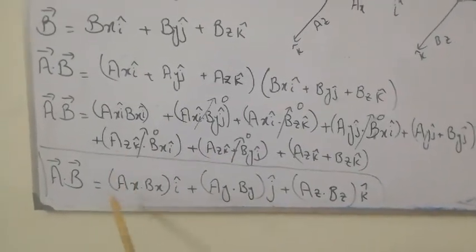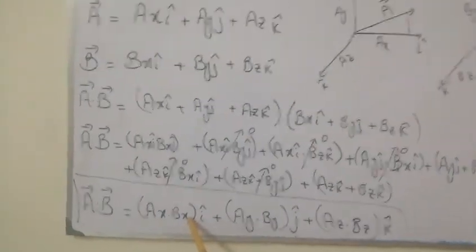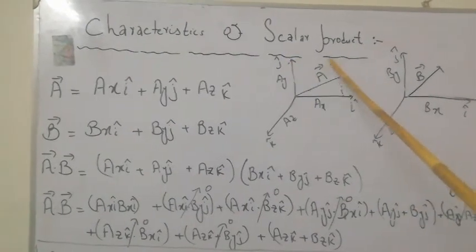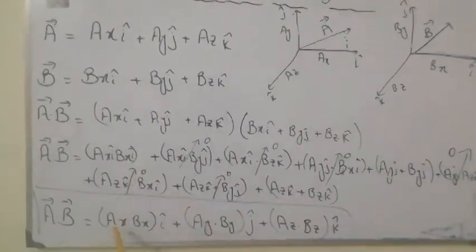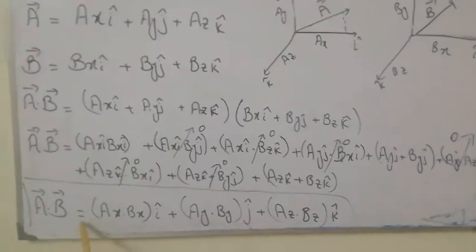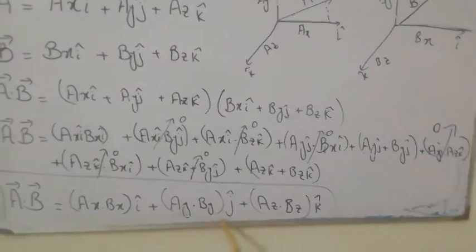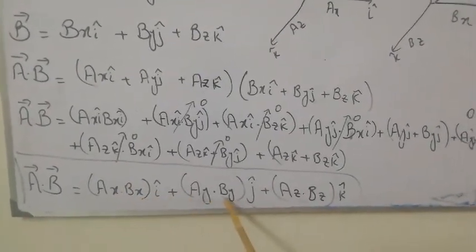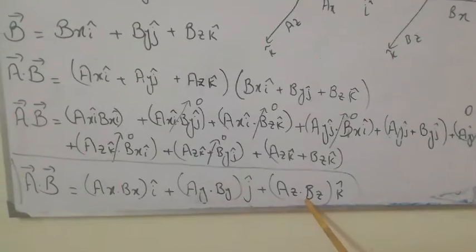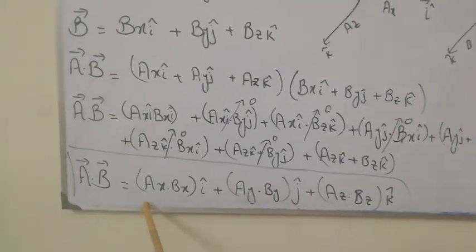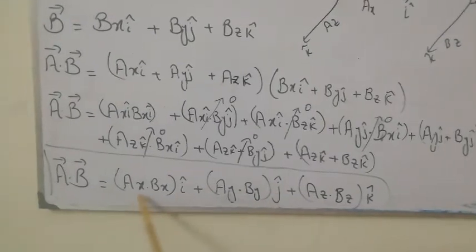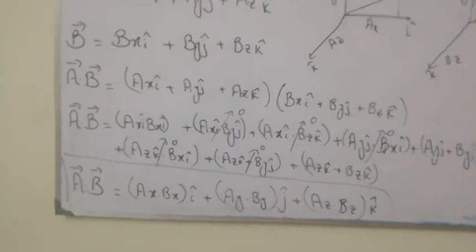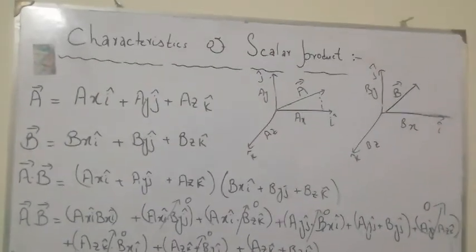So when the multiplication of two vectors is a scalar product or dot product, the formula we will use is this one. We will multiply the x components, the y components, and the z components individually, and then add these three components. The result will be A dot B, whereas in A cross B it is somewhat different, which we will discuss in the characteristics of a vector product.